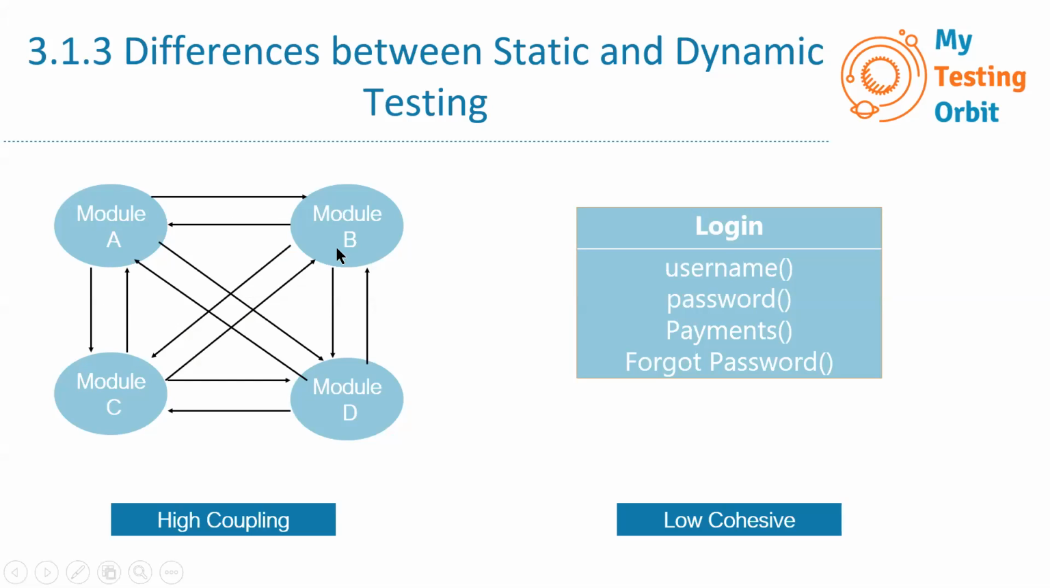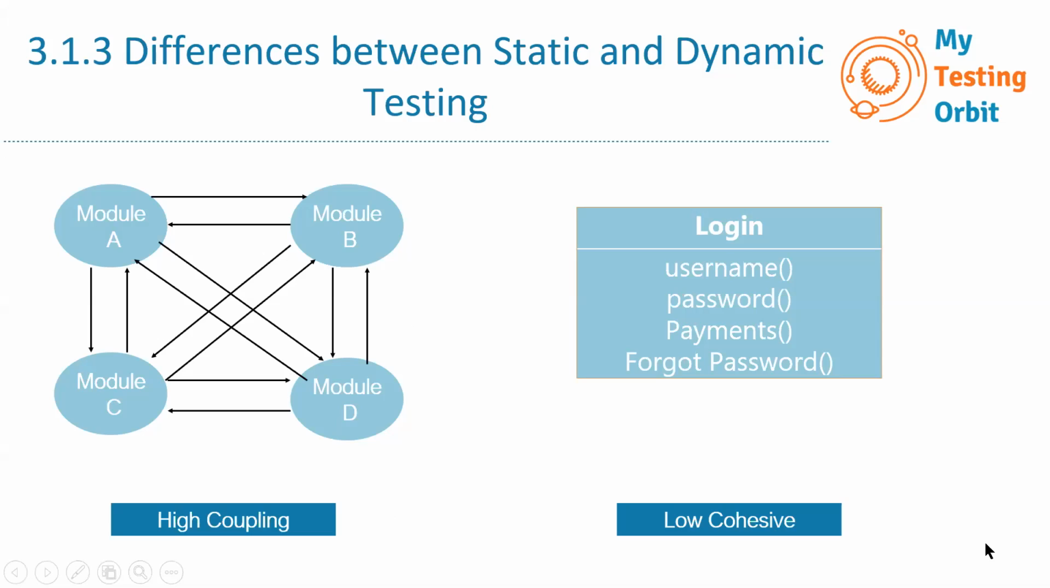As you can see in this diagram, module A is dependent on modules D, B, C. So all modules are highly coupled together, which is not a good practice. And we can identify static defects during static testing if there is any kind of dependency like this between the modules. On the other hand, low cohesion.